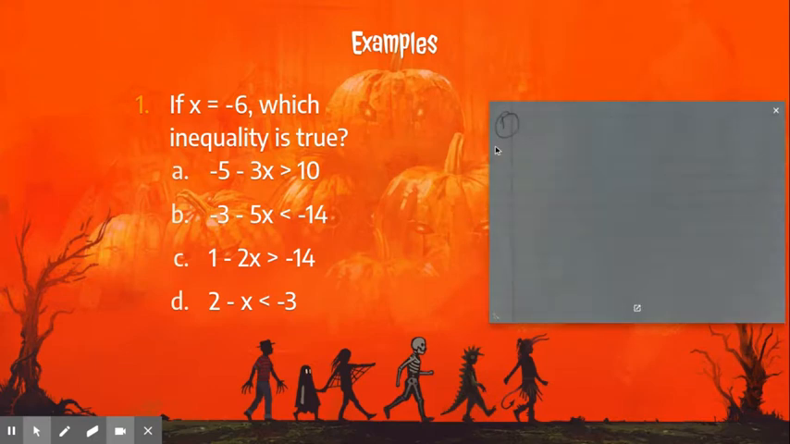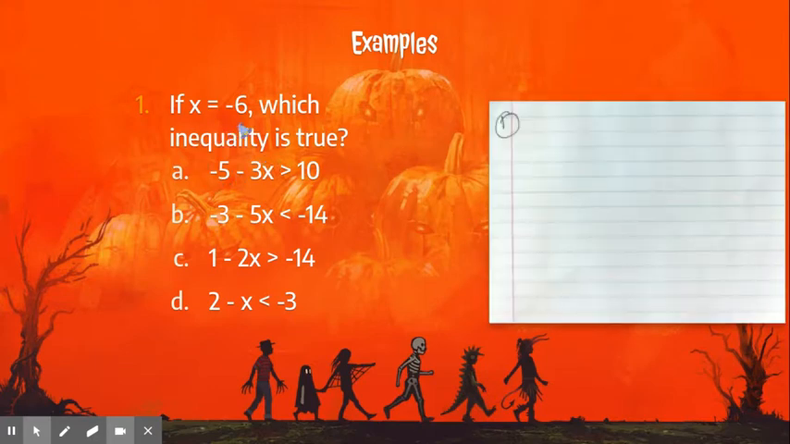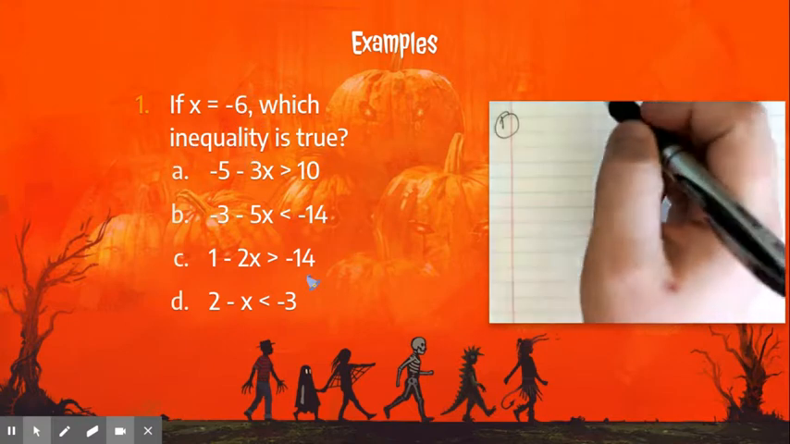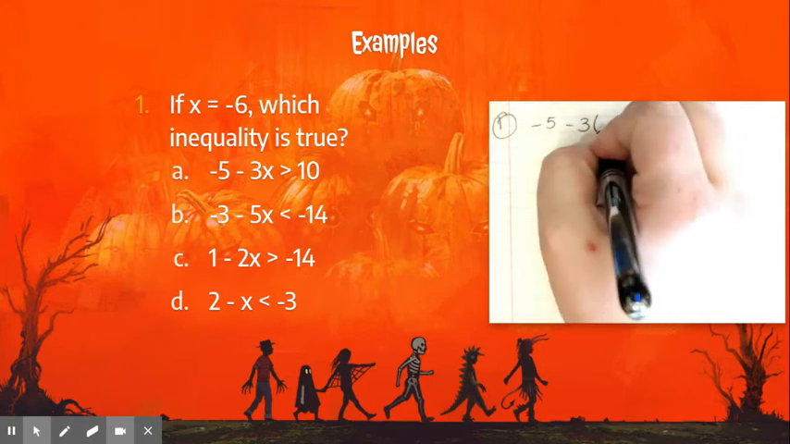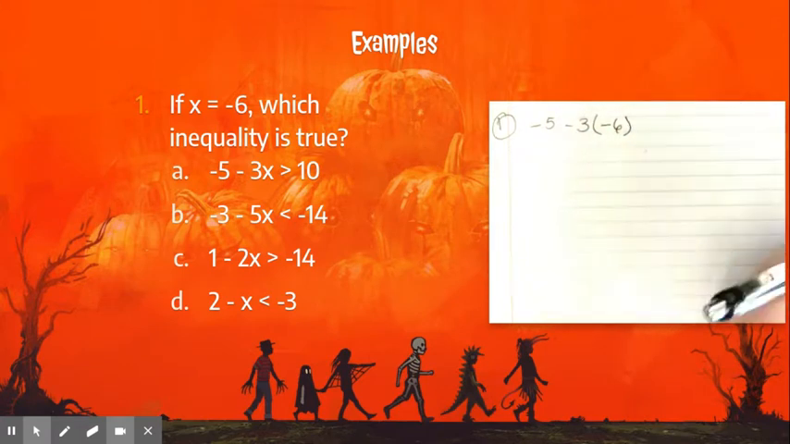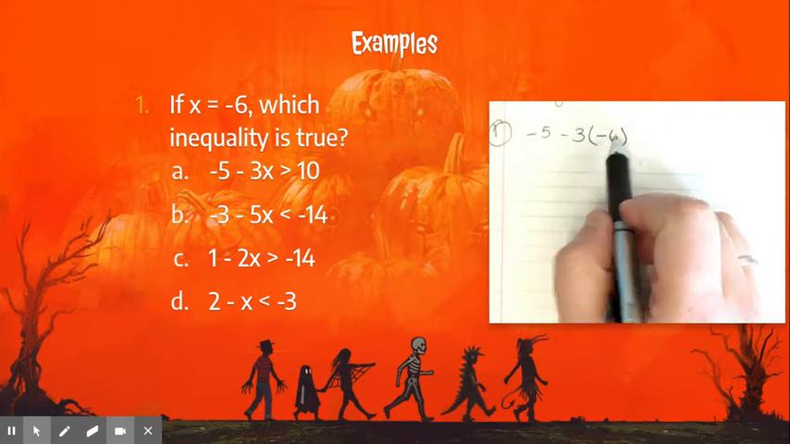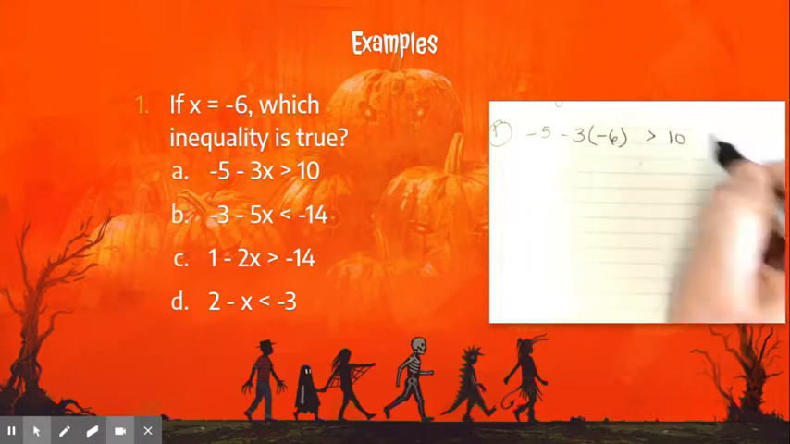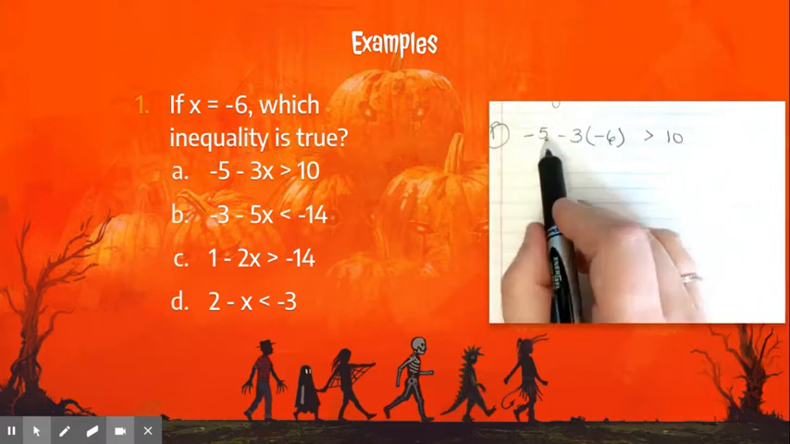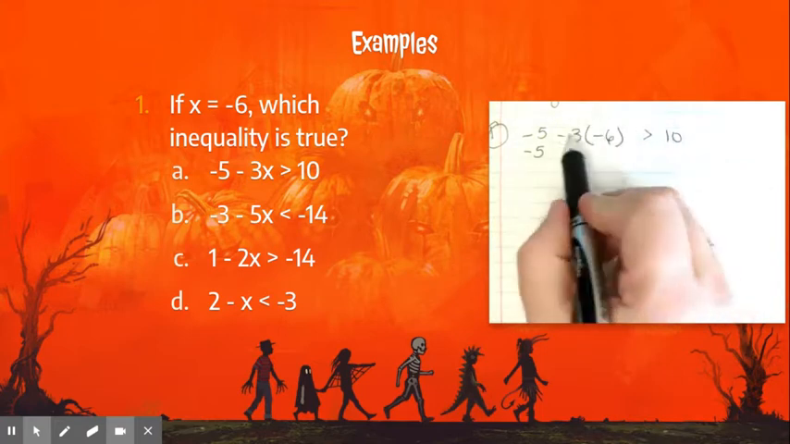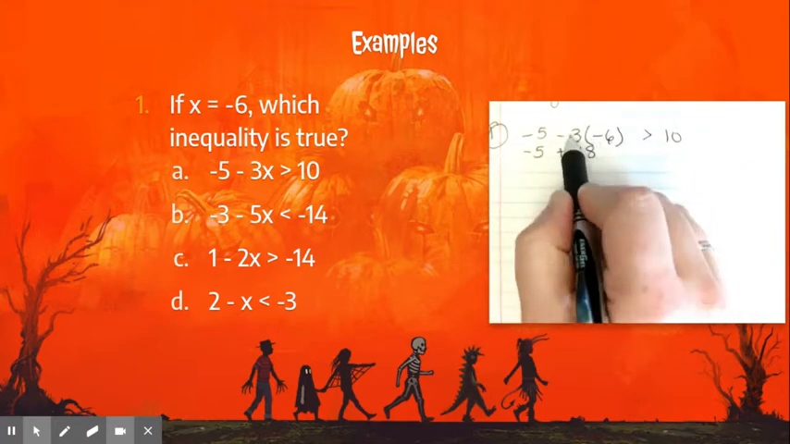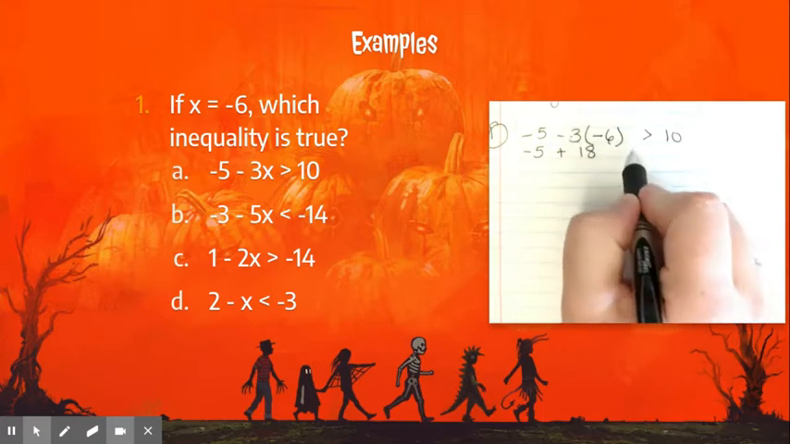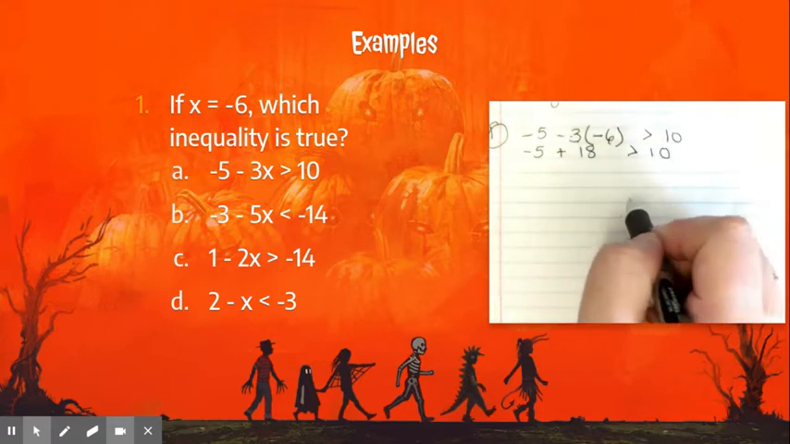Okay, so what we want is, if x equals -6, which inequality is true. So we're going to just take that -6 and plug it in. So I get -5 minus 3 times -6, because that's where my x was with that -3, is greater than 10. Okay, and then I'm going to solve it. I have a -5. -3 times -6 is 18, a positive 18, because negative times a negative is a positive, greater than 10.